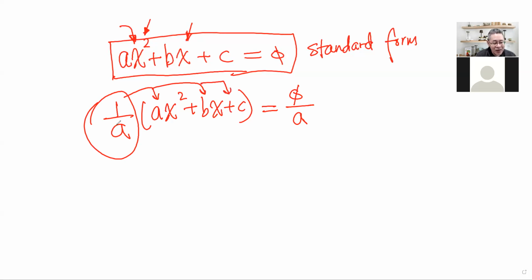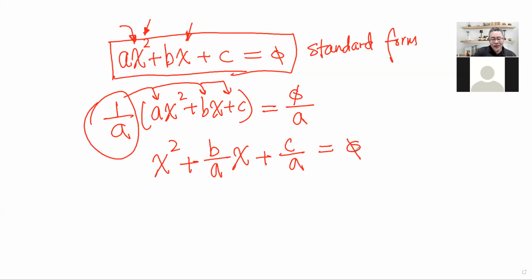Now here, 1 over a times a is just 1, so we got x squared. And here is b over a x. Then we got c over a. On the other side, 0 divided by anything is just 0. We got this. Good. Okay. So now we're going to do the completing the square.